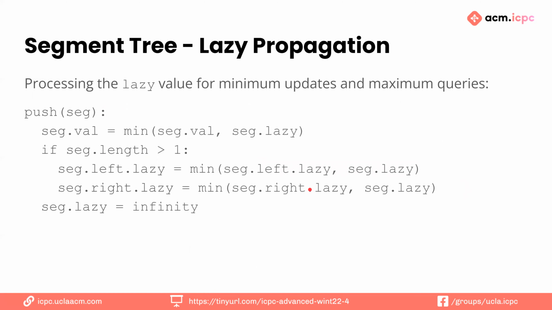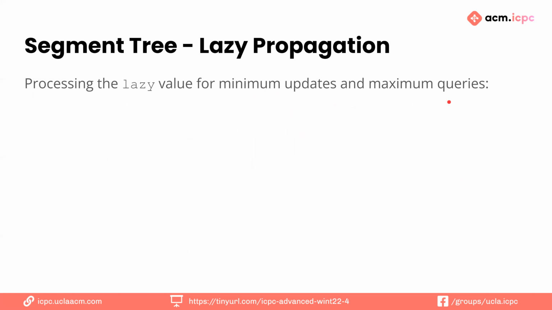And a hard part of lazy propagation is to figure out what you mean by appropriately updating the segment sum. So if you have minimum updates and maximum queries, actually, I'll let you think about it. So if you minimize every element in a segment with some x, then what happens to the maximum over all of that segment?